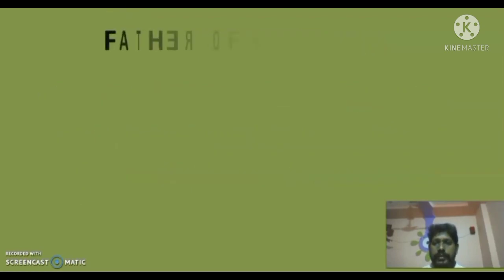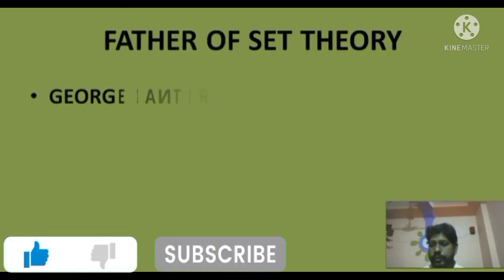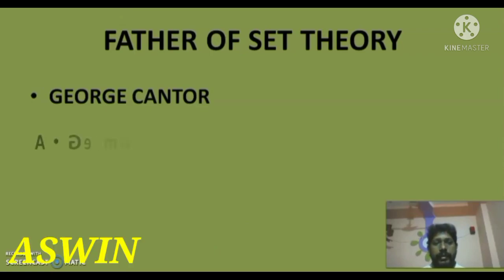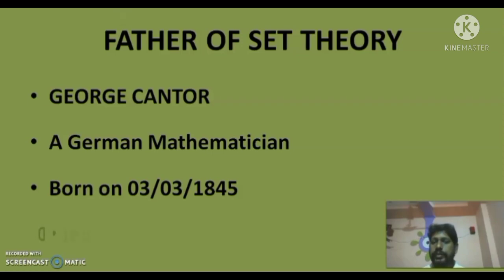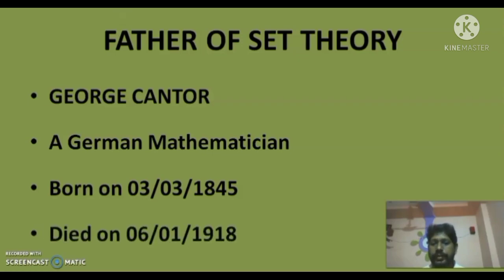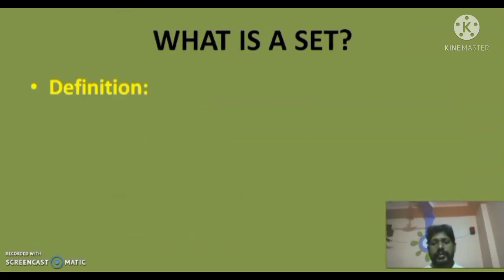Let me see about the father of set theory. As discussed earlier, the father of set theory is George Cantor, a German mathematician who was born on March 3rd, 1845 and passed away on Jan 6th, 1918. The following image shows the picture of George Cantor. So let me discuss what is a set.